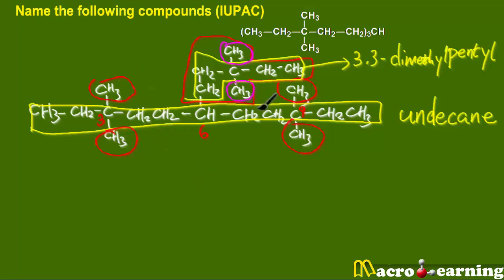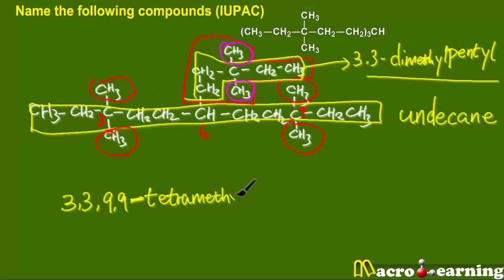So 4 methyl groups, one of these groups, and then it's pretty straightforward. So it's 3, 3, 9, 9 tetramethyl. Right? Remember how we call those same substituents? We use prefix such as tri or tetra. Tetra meaning there are 4 of them. Tetramethyl hyphen 6, because this group is on the 6th carbon on the main chain.